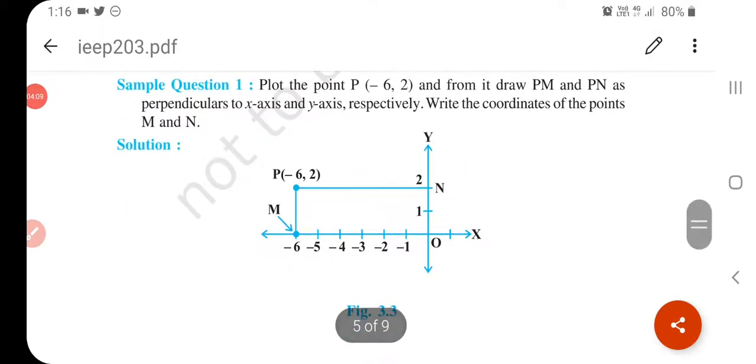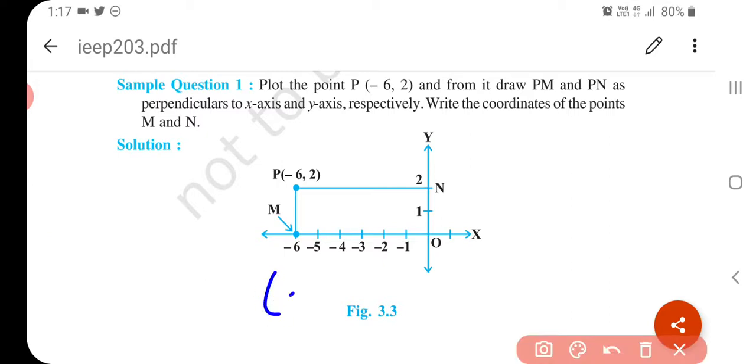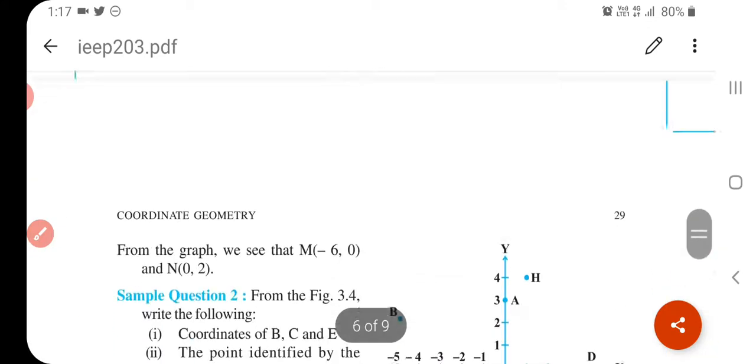Let's take one example. Plot the point P -6, 2 and from it draw PM and PN as perpendicular to x axis and y axis respectively. Write the coordinates of the points M and N. What is the coordinate of M? Coordinate of M is -6, 0. And this is 0, 2. Okay, understand.